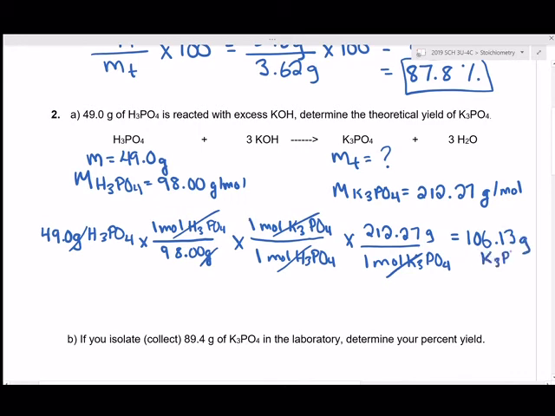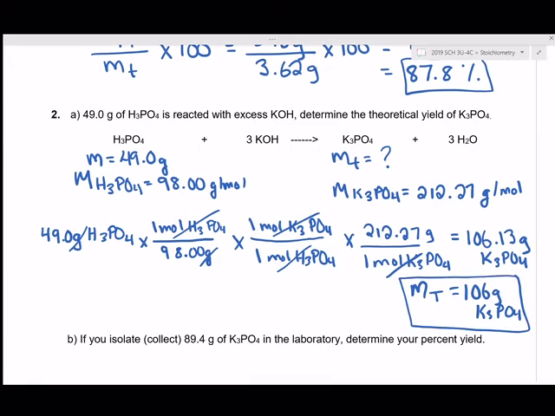of potassium phosphate. Now, at this point, because this is a final answer, we should do our significant digits, of which we are allowed 3. Based on what we were given, our molar masses had 4 and 5 respectively. So 106 grams of potassium phosphate. And let's just write here that that is mass theoretical. Okay, so we have solved that question.